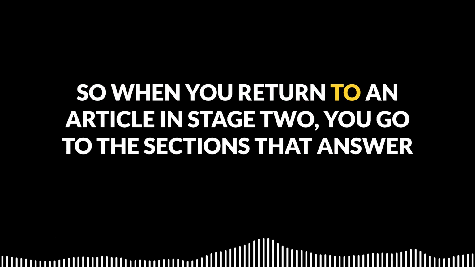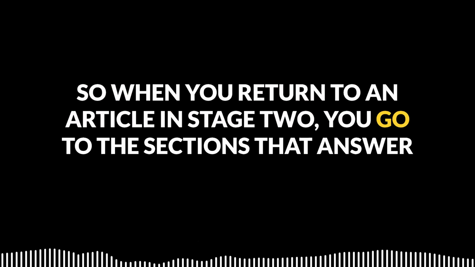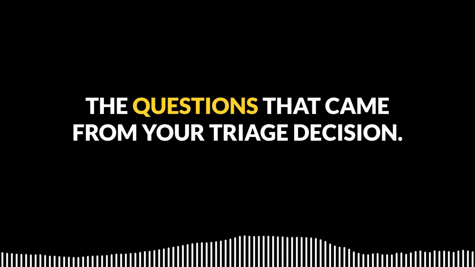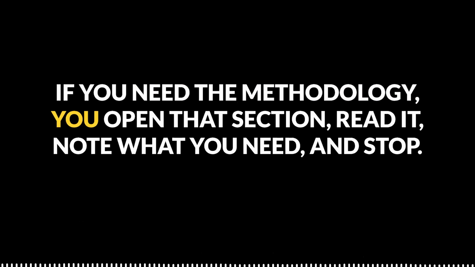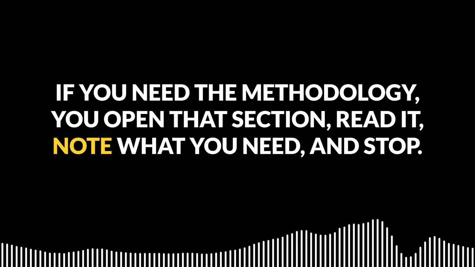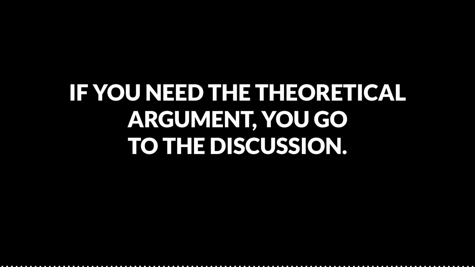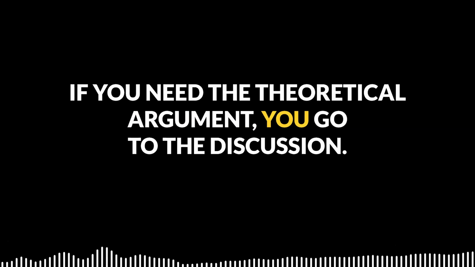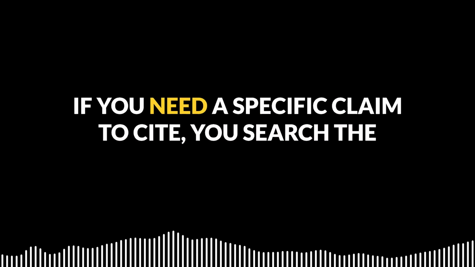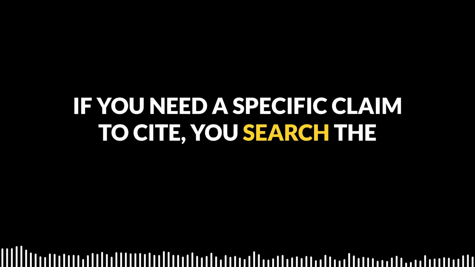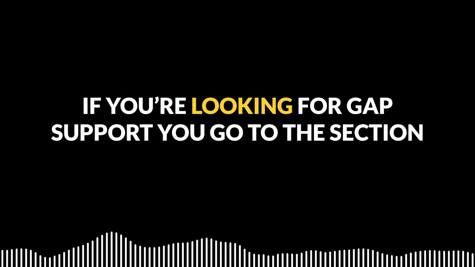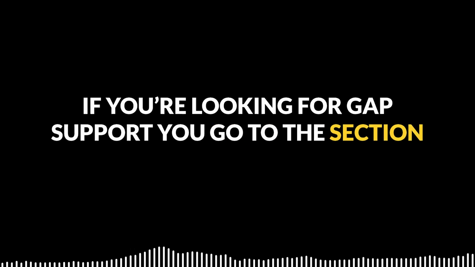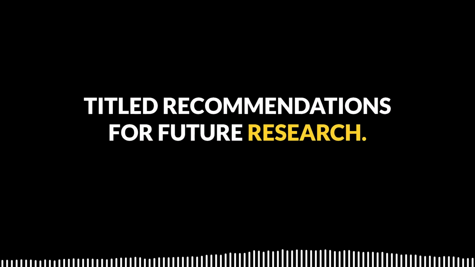So when you return to an article in Stage 2, you go to the sections that answer the questions that came from your triage decision. If you need the methodology, you open that section, read it, note what you need, and stop. If you need the theoretical argument, you go to the discussion. If you need a specific claim to cite, you search the article for the relevant term and go to that passage. If you're looking for gap support, you go to the section titled Recommendations for Future Research.